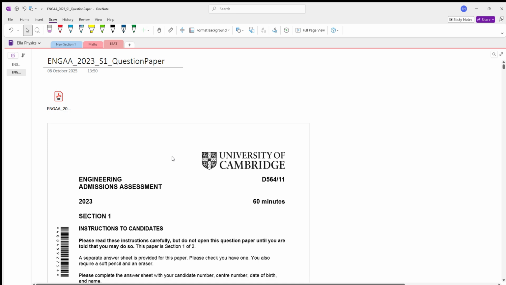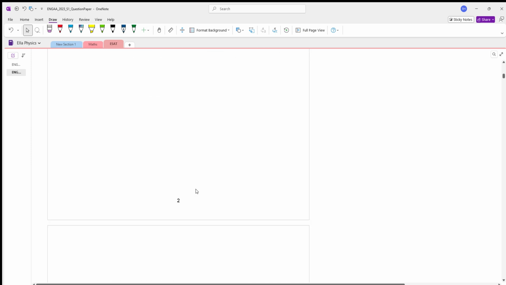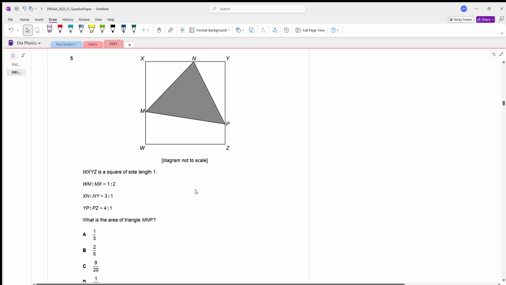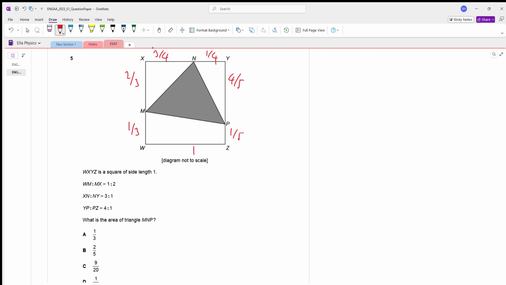Let's look at another paper. Question 23. Okay, WXYZ is a square of side length 1. WM, so that's 1/3. MX is 2/3 then. XN is 3/4, leaving 1/4. YP, that's 4/5 and 1/5. And here we've got a side of 1. What is the area of triangle MNP?